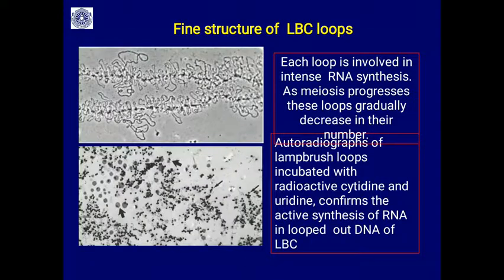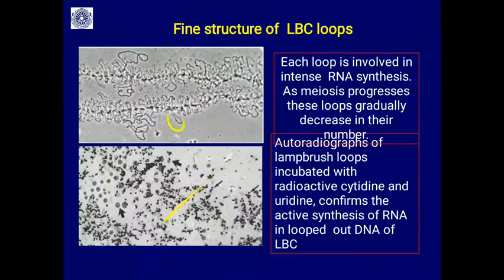What is the fine structure of these lampbrush chromosome loops? Each loop is involved in intense RNA synthesis. As meiosis progresses, these loops gradually decrease in number. This autoradiograph of lampbrush loops incubated with radioactive cytidine and uridine confirms the active synthesis of RNA in the looped out DNA of the lampbrush chromosome.